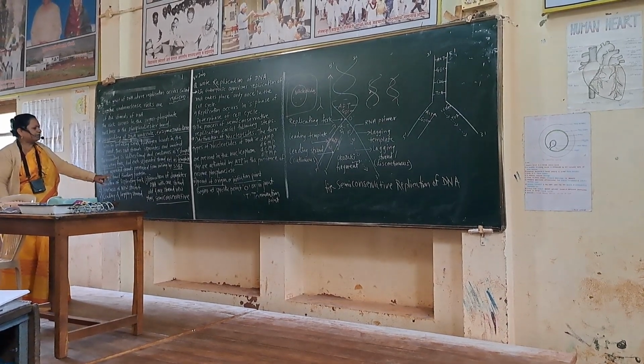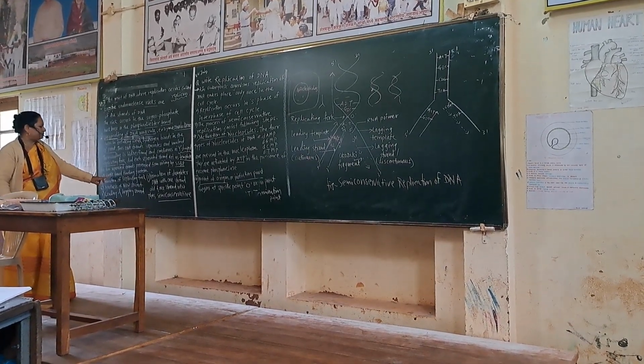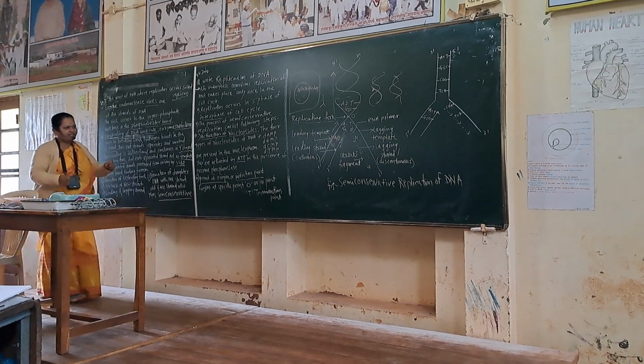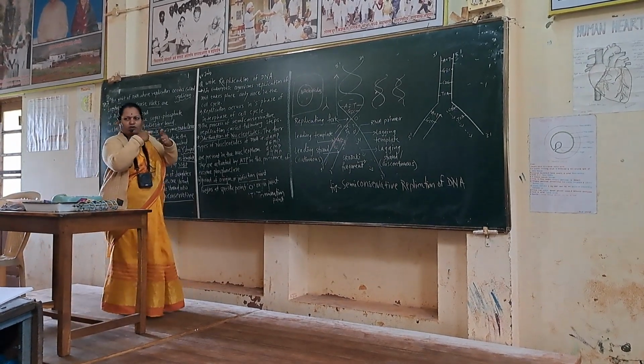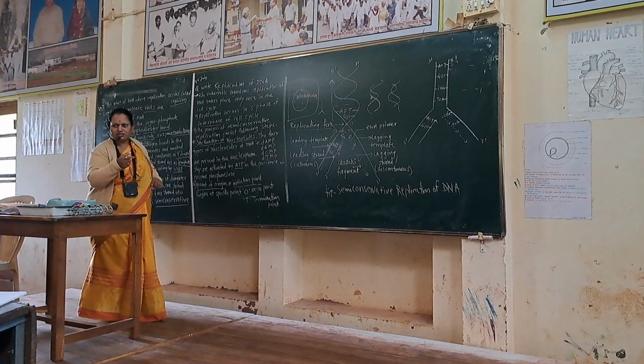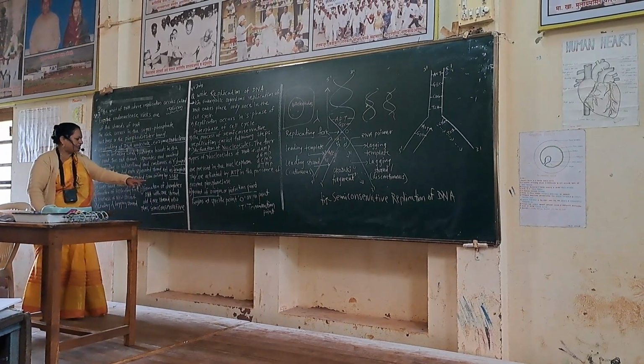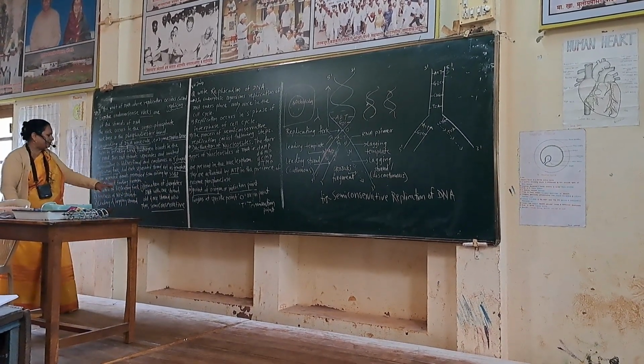The two separated strands are prevented from coiling by SSBP, single strand binding protein. When the strands get separated, they do not coil with each other again. That means twisting does not occur, because of the protein SSBP, the single strand binding protein.